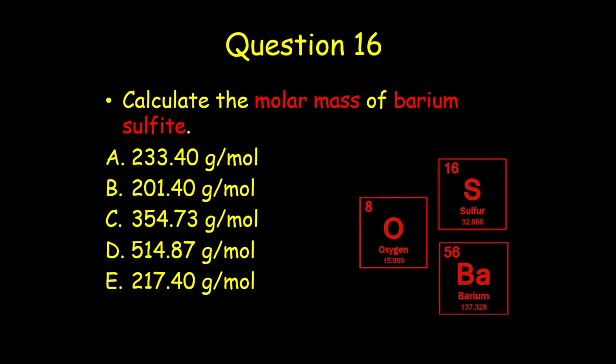Question 16. Calculate the molar mass of barium sulfite. 233.4 gram per mole, 201.4 gram per mole, 354.73 gram per mole, 514.87 gram per mole, 217.4 gram per mole. Here are the elements. Try to solve the question.